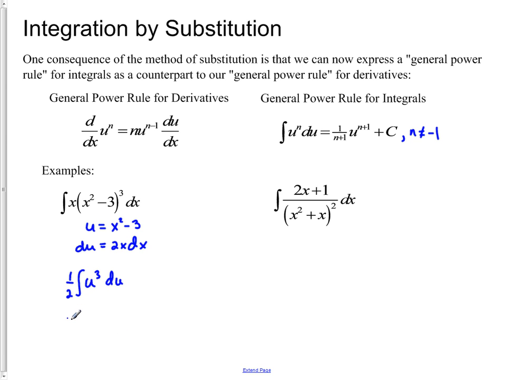And of course, that's going to give us 1/2 times our integral of u to the third, which is going to be 1/4 of u to the fourth. Right, there's our general power rule, plus the constant. And then finally we can go back and simplify one more time by rewriting this as 1/2 times 1/4, 1/8 times our quantity u, in this case x squared minus 3 to the fourth power plus a constant.